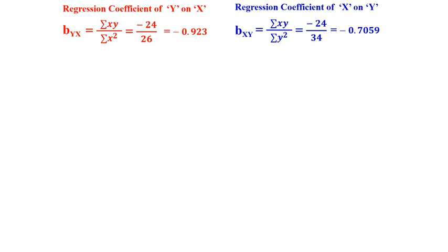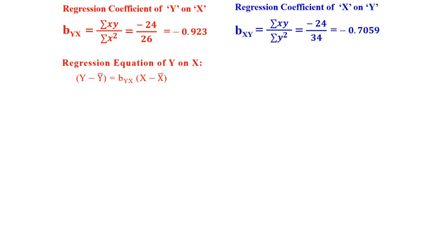Okay, now construct the regression equation y on x first. Regression equation of y on x is given as, so you should remember this formula. Y minus y bar equals byx into x minus x bar. So in case of y on x, you should take byx only. The equation will be like this: y minus y bar equals byx into x minus x bar.